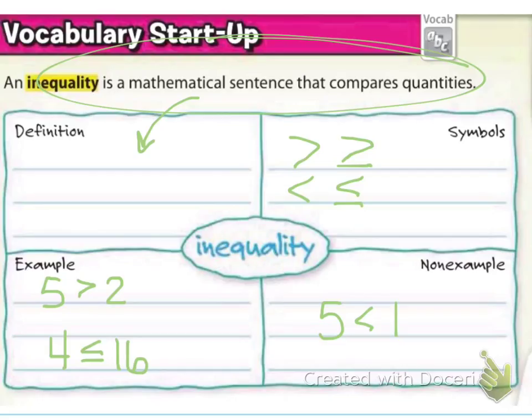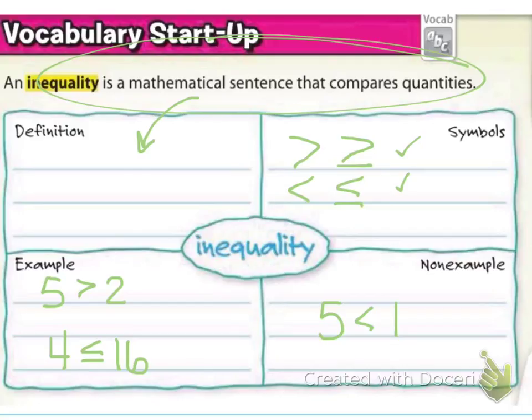All right, so your definition, it really already gave it to you. It's a mathematical sentence that compares quantities. We have the greater than or equal to symbols, and then we also have the less than or equal to symbols. Some examples, and yours could be completely different. I just basically wanted to make sure my sentence was true. An example is 5 is greater than 2. Remember that the alligator eats the big number and poops out the little one. And then 4 is less than or equal to 16. It is in fact less than, so that is a true statement.